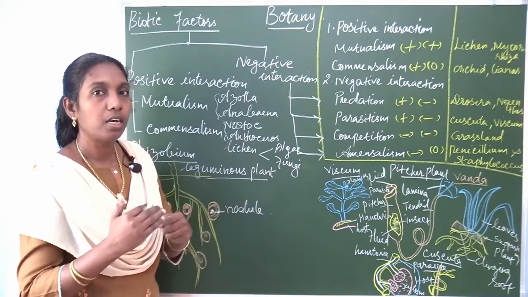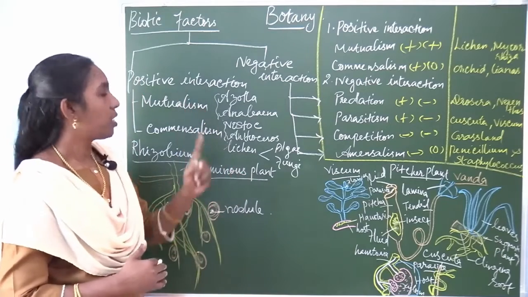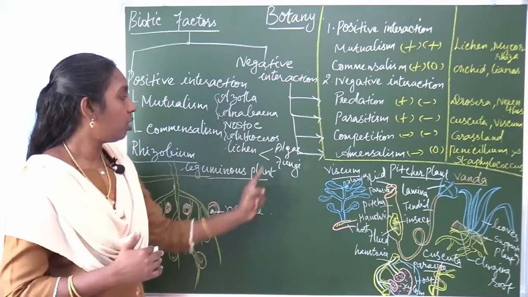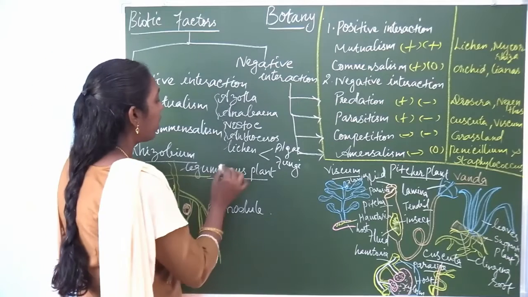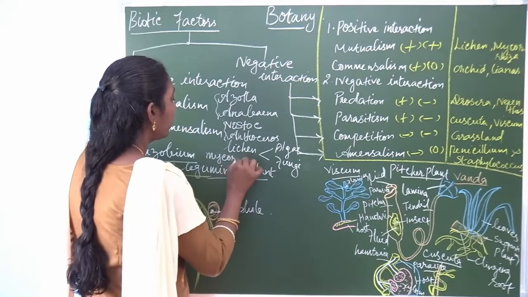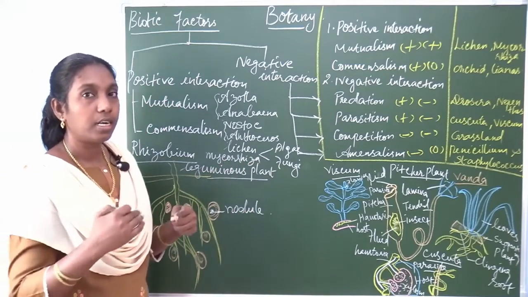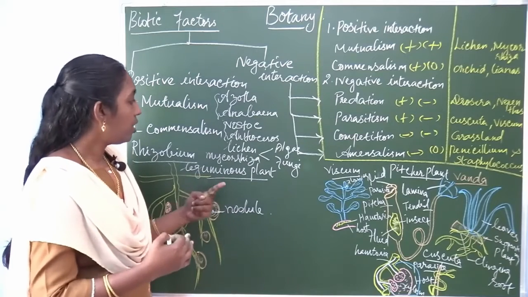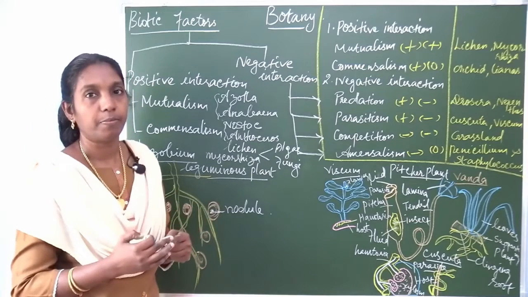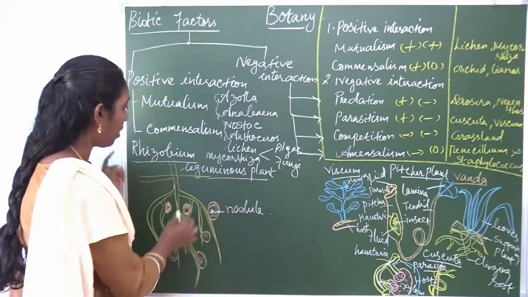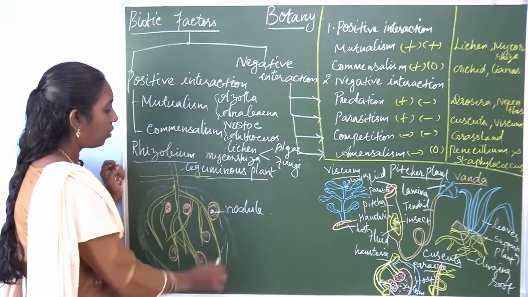So this type of symbiotic association is lichen. That positive interaction also comes under mutualism. These are all examples of mutualism. Another example is mycorrhiza. What is mycorrhiza? This is the interaction between roots of higher plants and fungus. The fungus surrounds the roots of higher plants as a sheath. So this is the mycorrhizal relationship.